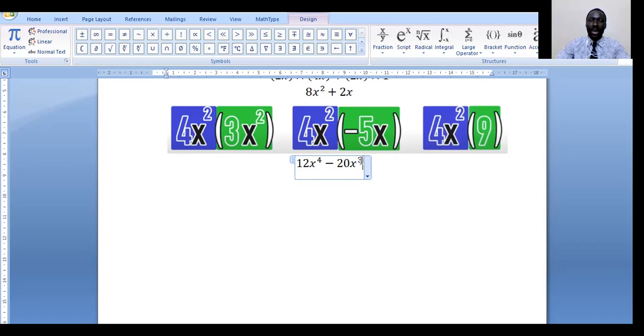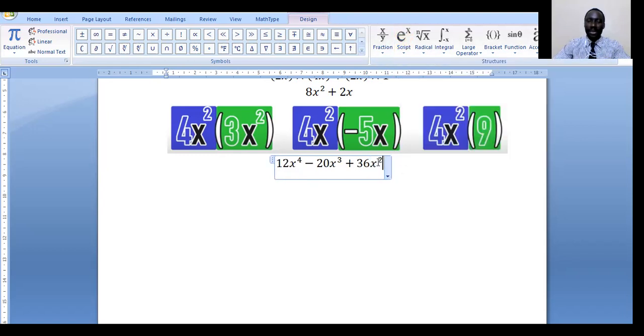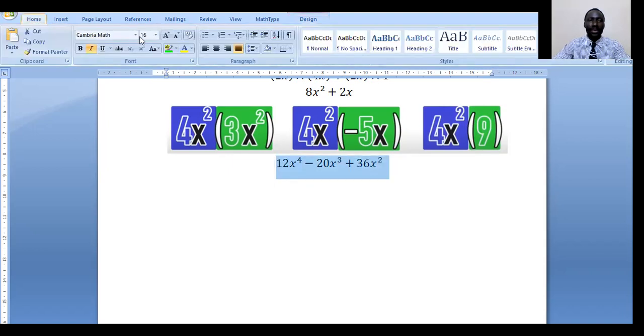Then we have to multiply 4 by 9. Now notice that 4 by 9 is a positive value. And 4 by 9 is 36. This 36 that we have so far got will be the coefficient of x squared. This way, we get our final answer.